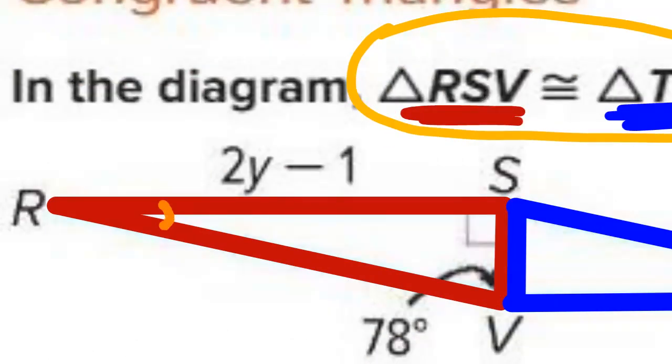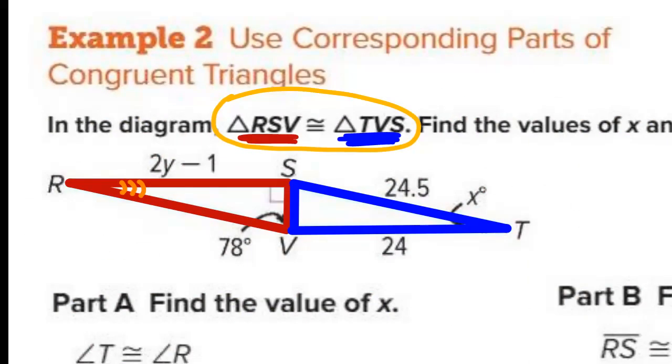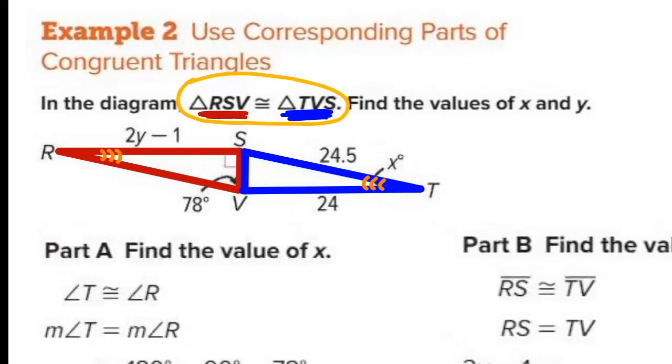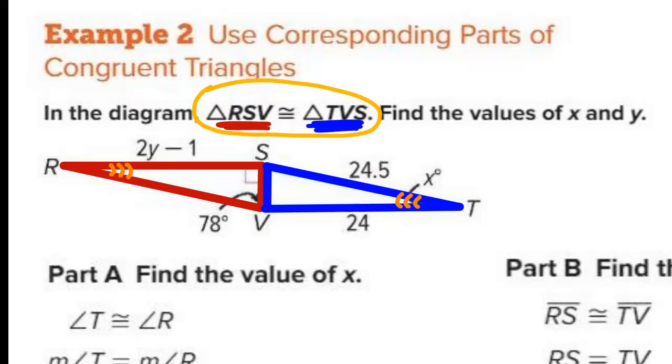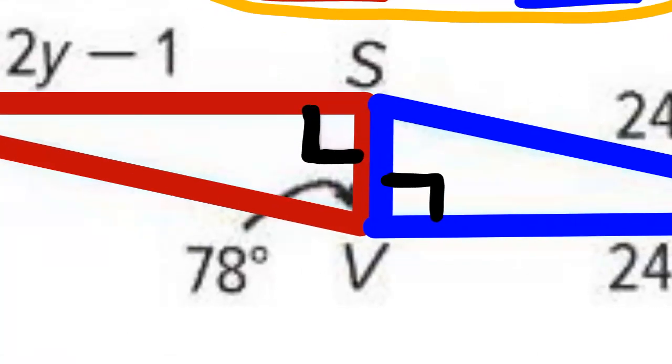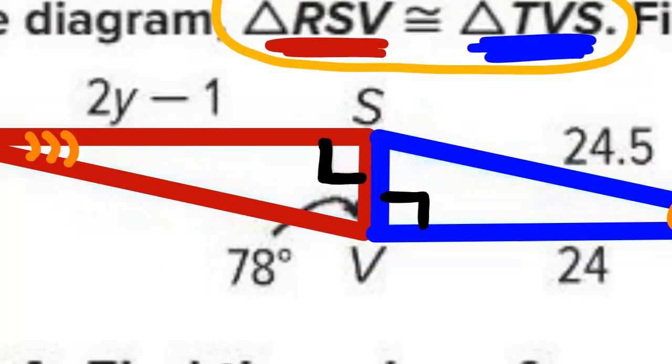R and T, so angle R, way over here on the left, is congruent to angle T, way over here on the right. What other angles are congruent? S in my red triangle is congruent to what in my blue triangle? V. So those would both be right angles. And finally, which other ones are congruent? Angle V in the red triangle and angle S in the blue triangle.